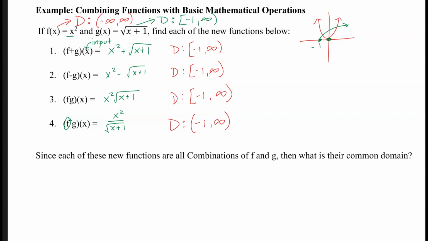Think about this. Going from this domain where we're including 1, we're now not including negative 1. What is it about negative 1 that we cannot have in this fraction? Why can we not include negative 1? Try inputting negative 1. What happens?